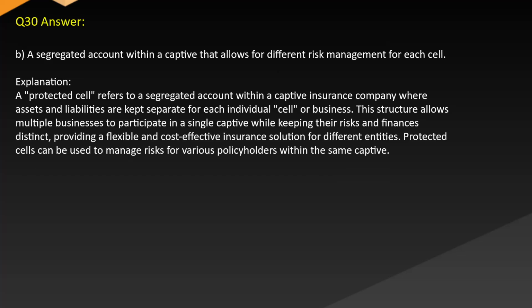Answer. B. A segregated account within a captive that allows for different risk management for each cell. Explanation. A protected cell refers to a segregated account within a captive insurance company where assets and liabilities are kept separate for each individual cell or business. This structure allows multiple businesses to participate in a single captive while keeping their risks and finances distinct, providing a flexible and cost-effective insurance solution for different entities. Protected cells can be used to manage risks for various policyholders within the same captive.